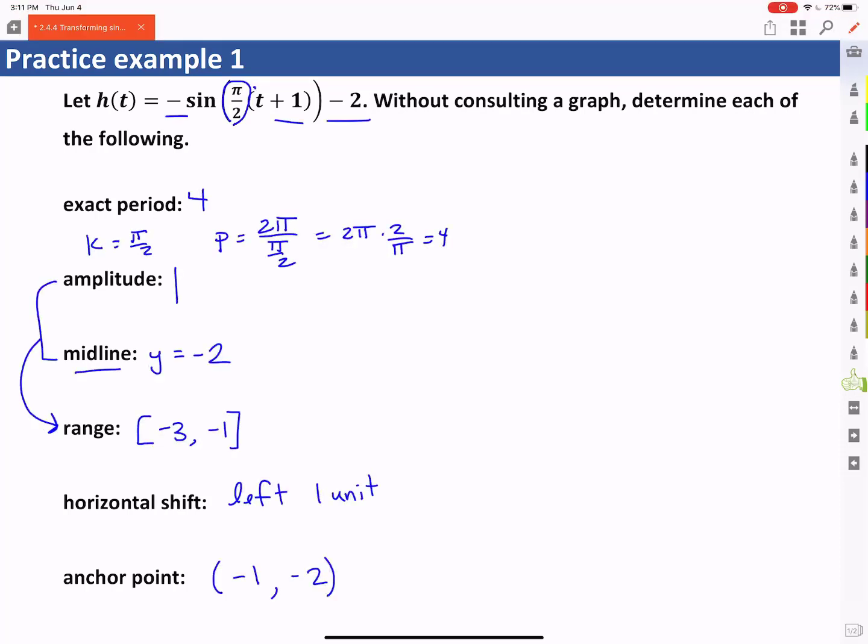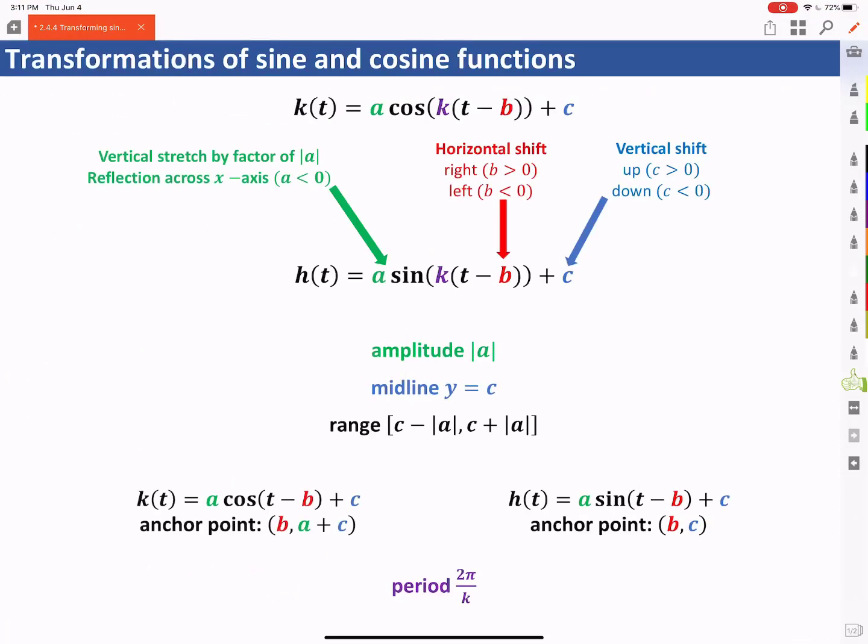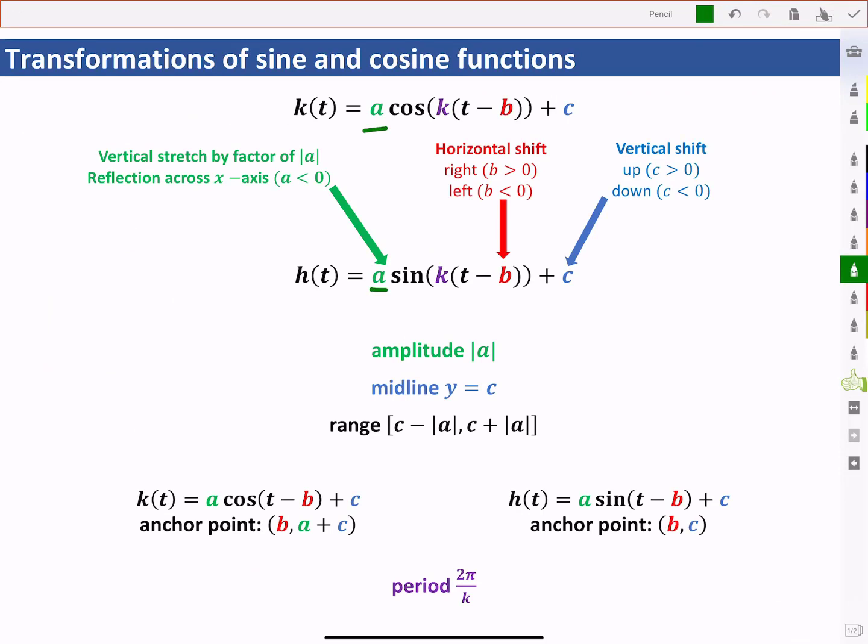In conclusion, multiplying the cosine and sine functions by a factor of a applies a vertical stretch or reflection across the x-axis, and a vertical stretch determines the amplitude of the transformed function. Adding the real number c to the cosine or sine functions applies a vertical shift, and that determines the midline of the transformed function. By starting at the midline y equals c and subtracting the amplitude, we get the lower value of the range, and by adding the amplitude, we get the upper value for the range.